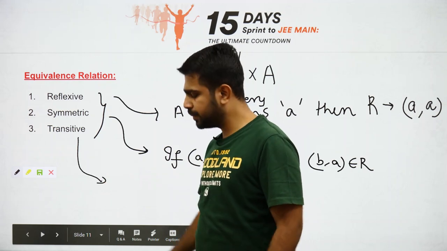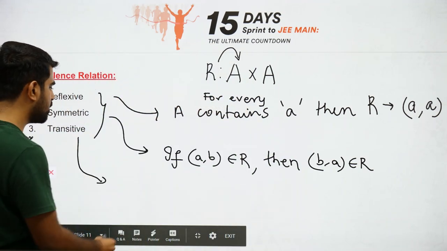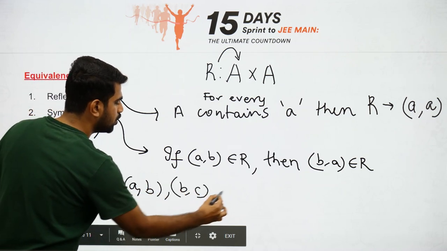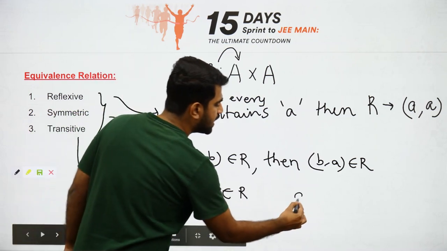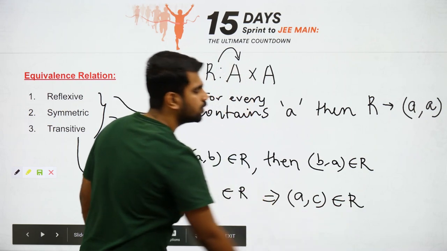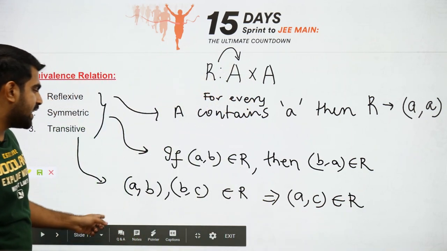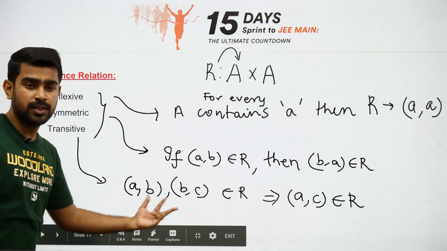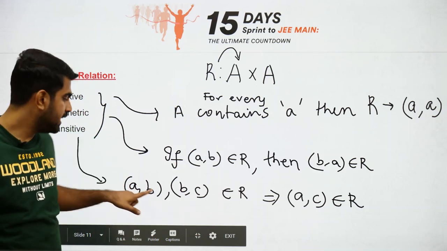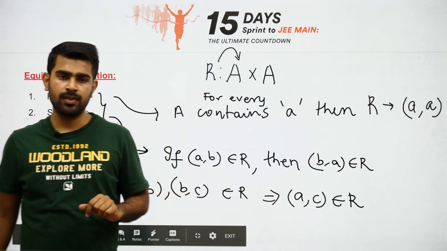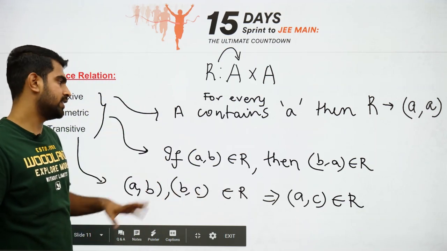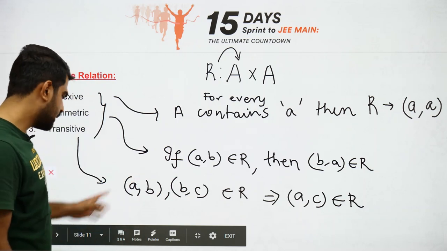Transitive is similar to symmetric in a way. So in transitive, what do you have? If a comma b and b comma c belong to R, then a comma c should also belong to my relation. If a comma b and b comma c, two ordered pairs, belong to my relation, then this should imply that a comma c is also related. That is what I call a transitive relation. Okay. Perfect.